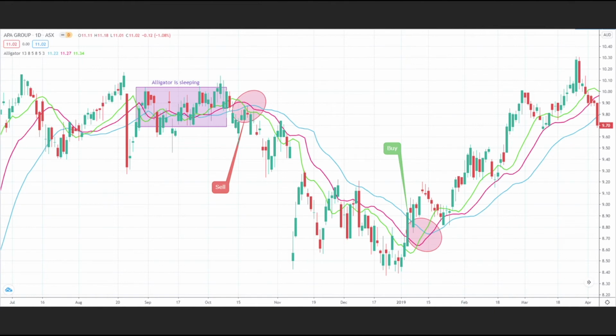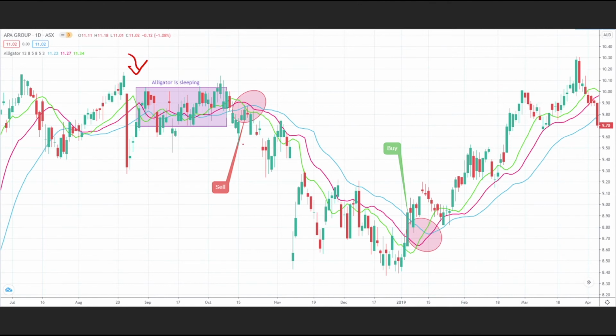Now this is a chart of APA Group, ASX code APA, which shows, as I mentioned, all three pieces of information shown by the Williams Alligator Indicator. Starting at this purple box here, this displays an absence of a trend. As you can see, all three moving averages are very close to each other and keep intersecting.